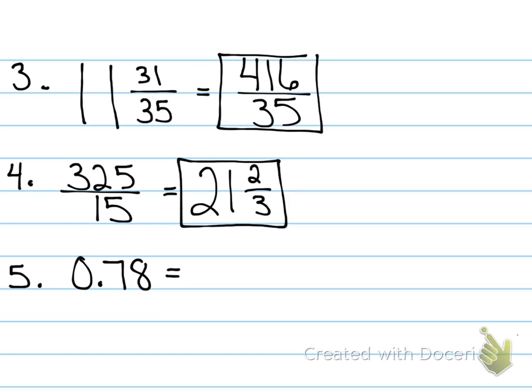All right, so what about 0.78 as a fraction? Now remember, on your quizzes, some of you guys missed this. Remember, you have to write your fraction in simplest terms. Don't forget to reduce. All right, guys, what is it? 39 over 50. Very good. I have to reduce. Now I want you to write this decimal as a mixed number.